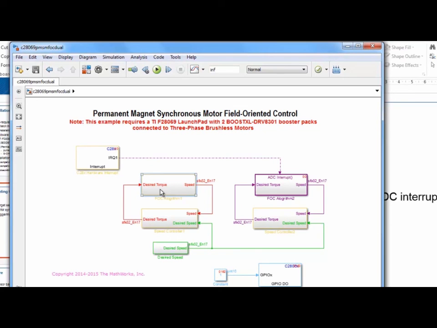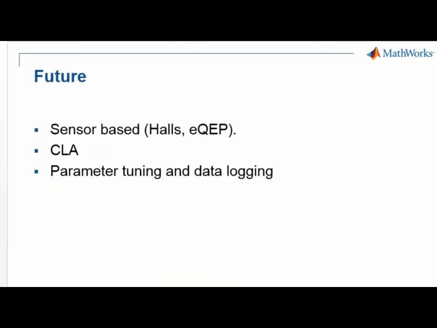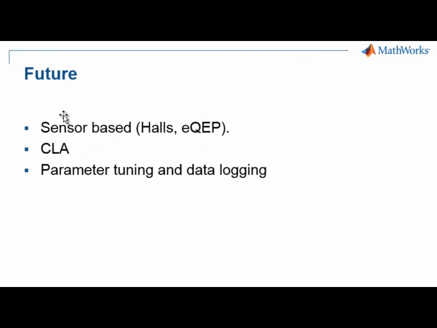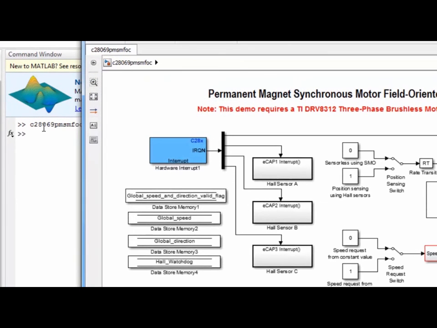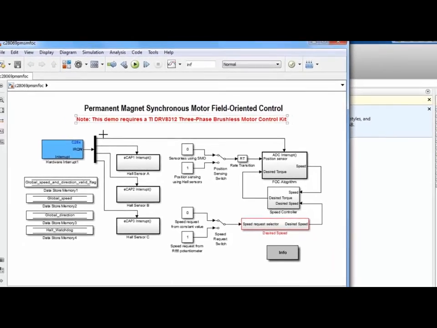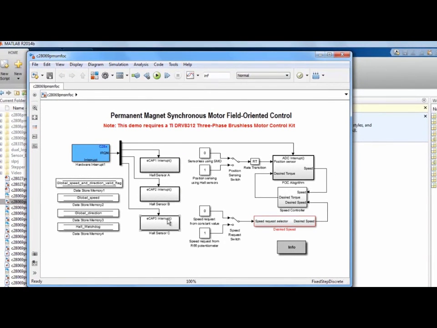For the future, as enhancements or things you can try, implement a sensor-based motor control algorithm using either Halls or QEP. To do this, you can type on your MATLAB prompt. There is a standard demo. If you type C200069 PMSM-FOC, that will help you implement Hall sensor-based position sensing. There are other shipping demos like the C2808 PMSM-FOC. This one will show you how to use a QEP to get the position of the motor.